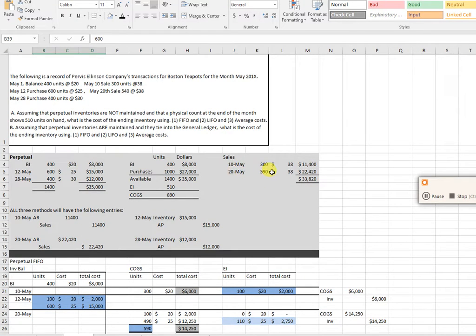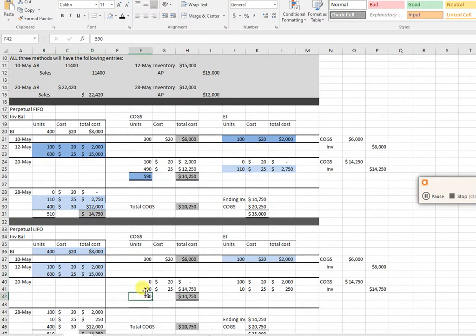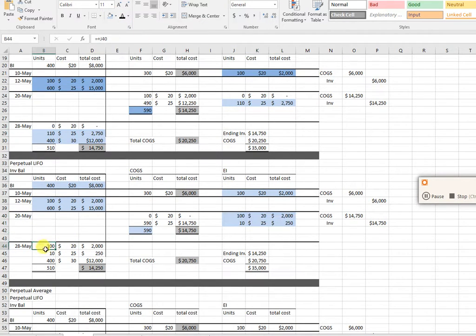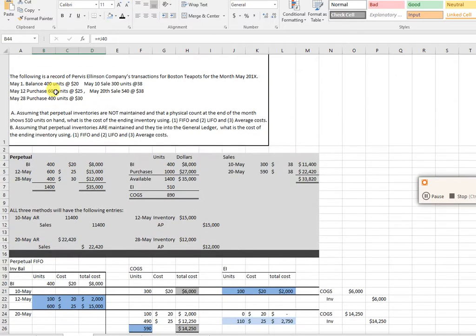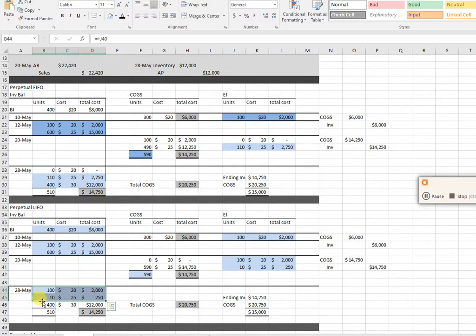The next date I sold 590, so again I want to total up to 590, so I usually put that, and then I work from the bottom up. So I sold 590, I don't even exhaust this layer, so I sold all $25 ones. 600 minus 590 leaves 10 of the $25 ones, and I have all 100 of the 20. So now I have 2 layers, which I bring down here. And I have a 3rd layer because I purchased another 400 at 30. So now I have 3 layers.